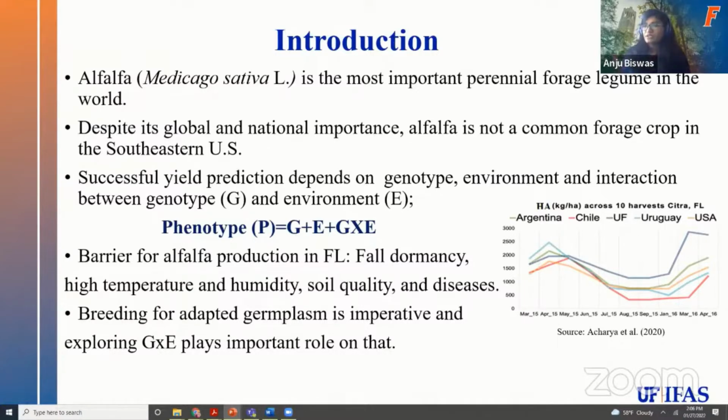High temperature and humidity are a great problem here, and because of this problem, sometimes we see diseases. And also soil quality. Soil quality is not good here in Florida. I will show you later. So breeding for adapted germplasm is very imperative, and exploring G by E can play an important role in that.